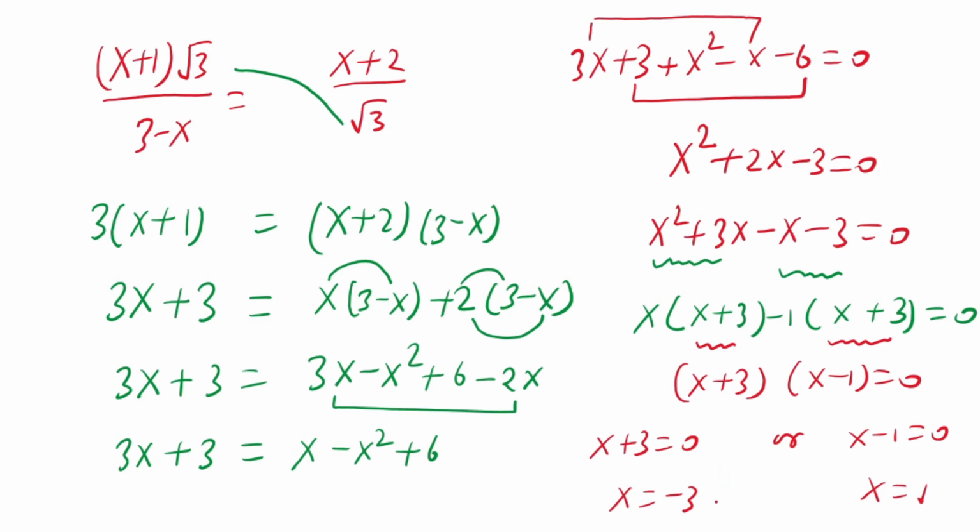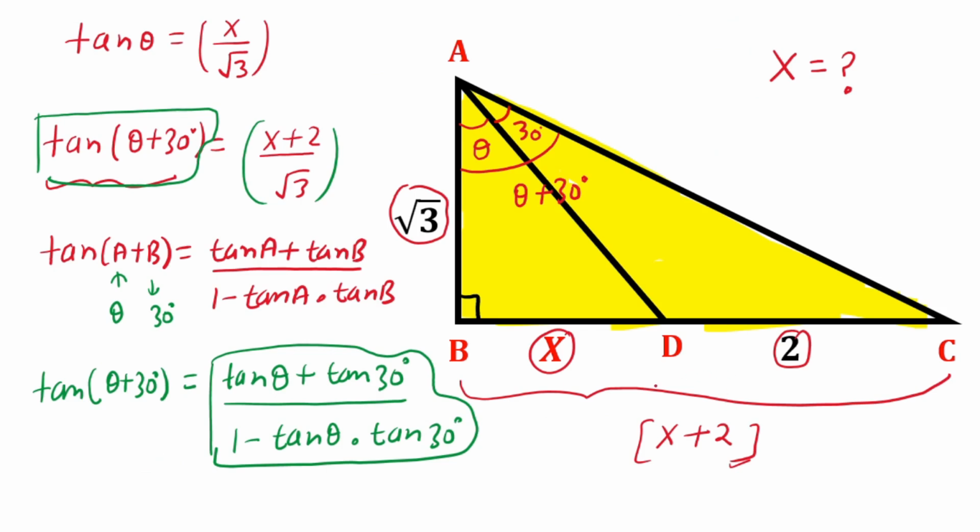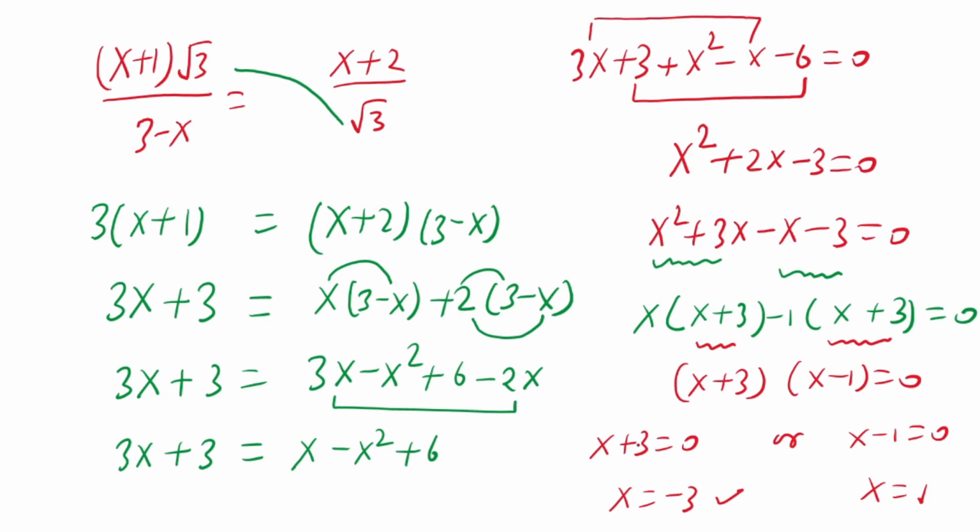But we know that length cannot be negative, because x is the length of this triangle side, that is BD. So length cannot be negative, it means this value is rejected. Our solution is x equals 1 only.